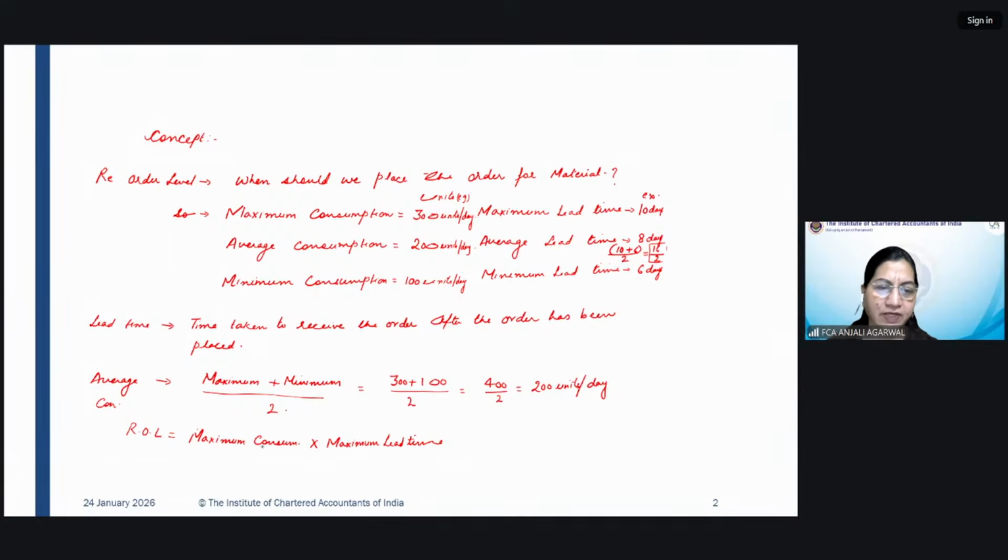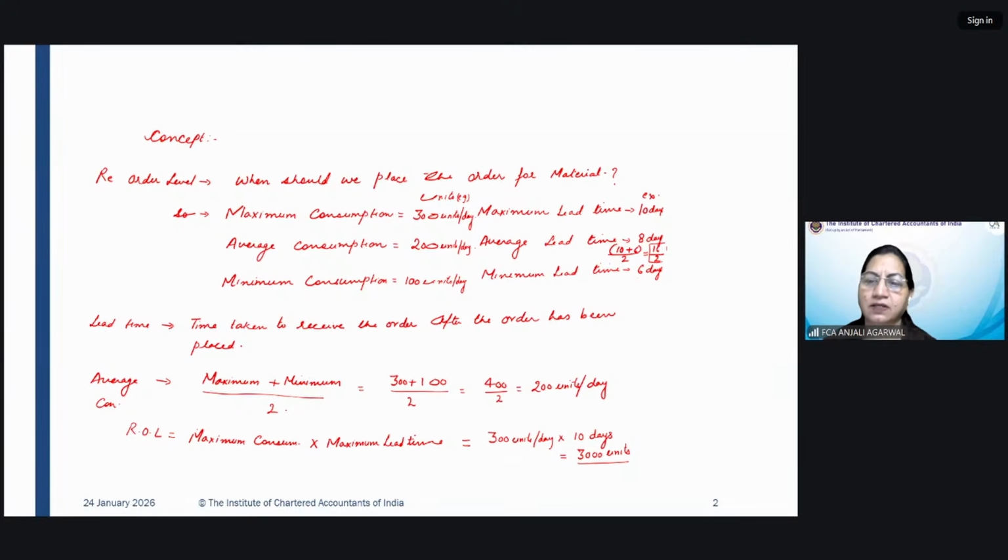So the reorder level is maximum consumption into maximum time. So if you follow this formula, you can consume a maximum of 300 units per day, and it might take a maximum of 10 days. So your reorder level should be at 3000 units. If you do that, you are absolutely safe. There is no risk. Why is there no risk?